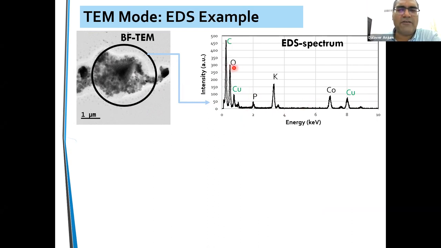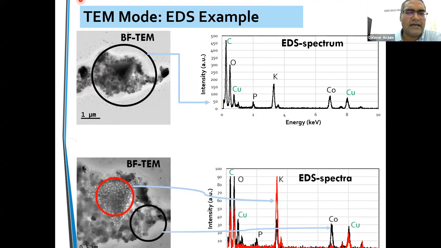And then we see other peaks. We have an oxygen peak, a phosphorus peak, a potassium peak and then cobalt peaks. So this means we have these four elements. All these nanoparticles are made of four types of elements. If you talk to the person who synthesized them, he will say, I was only making copper phosphide or copper oxide. Please tell me, do my particles have only two elements or all of them?